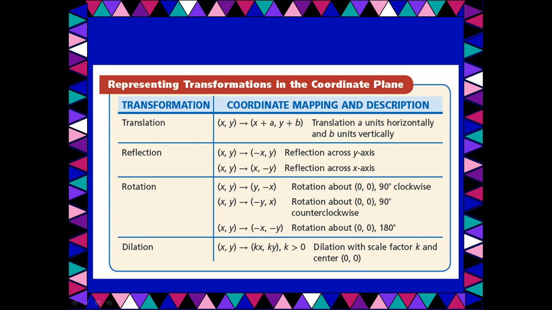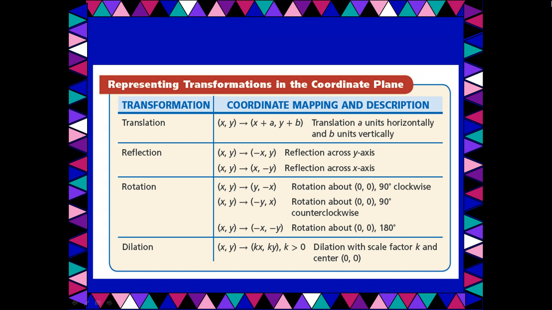Remember that the x-axis is horizontal, so all of your movement is either left or right. And your y-axis is vertical, so all of your movement that has to do with y will be up or down. A reflection is when we make one of them negative. If we make x negative, it is a reflection across the y-axis. If we make y negative, it is a reflection across the x-axis.